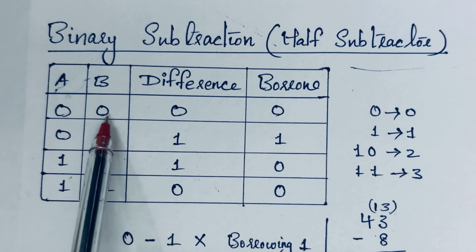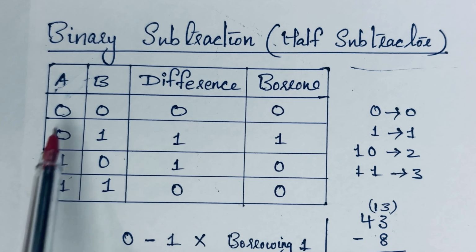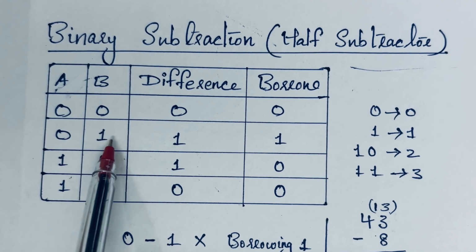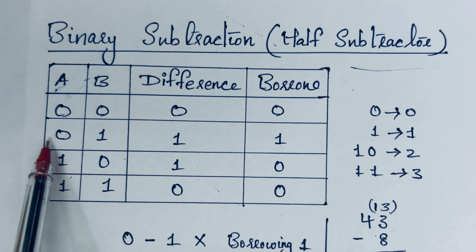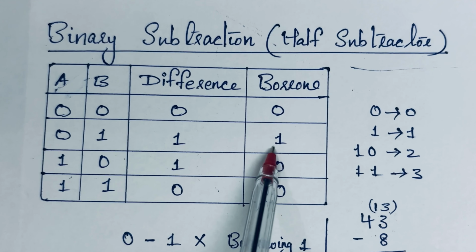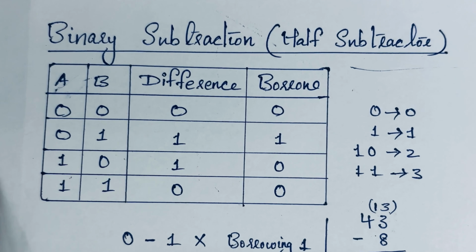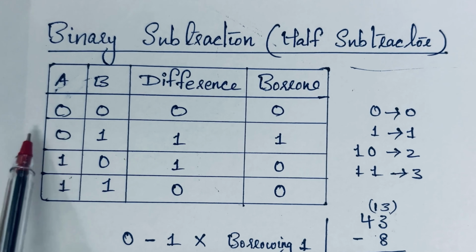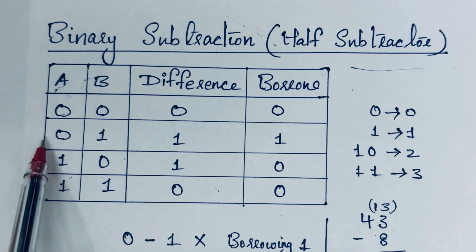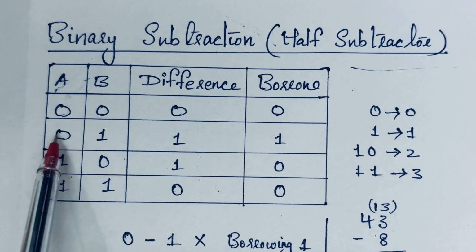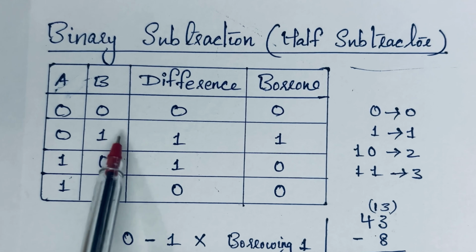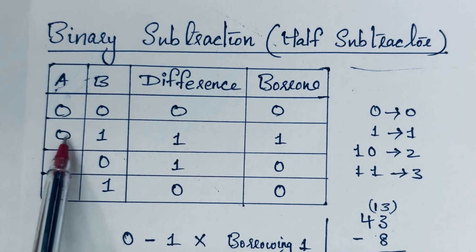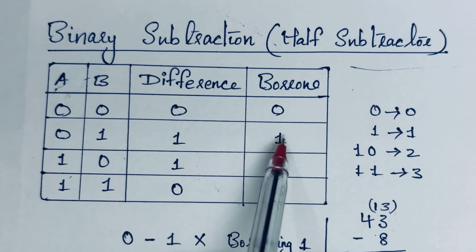Now 0 minus 0, difference 0, borrow 0. 0 minus 1, we cannot subtract 1 directly from 0. We have to borrow 1. Since we are borrowing, the borrow is 1. Because we are borrowing 1, the 0 becomes 1 0. Now 1 0 minus 1. 1 0 is equivalent to 2 in decimal. So 2 minus 1, what is 2 minus 1? 1. So the difference is 1. So 0 minus 1 is difference 1, borrow 1.